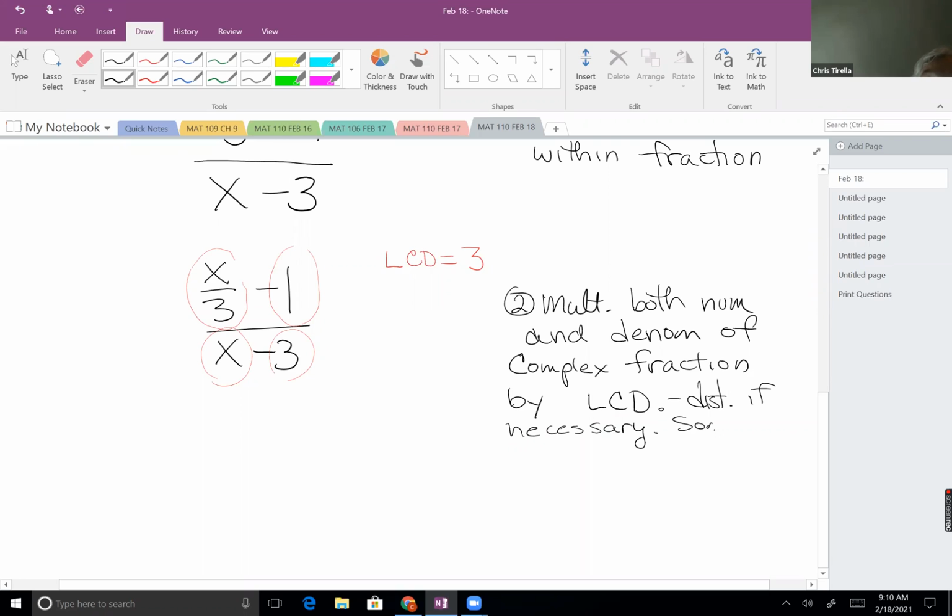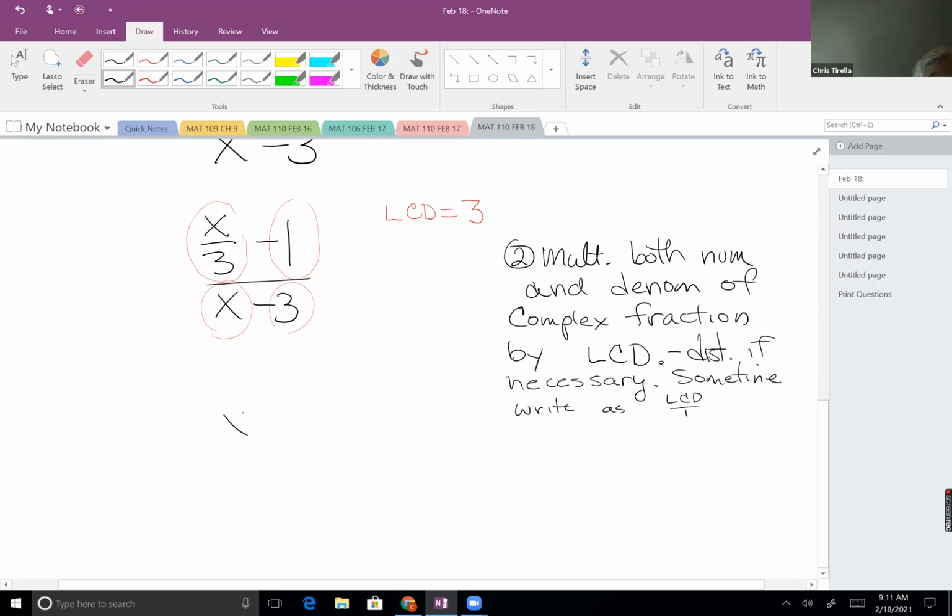And sometimes, after I distribute, I like to write it as the least common denominator over 1. So, what the heck does that mean? Well, we've got this x over 3 minus 1 over x minus 3.